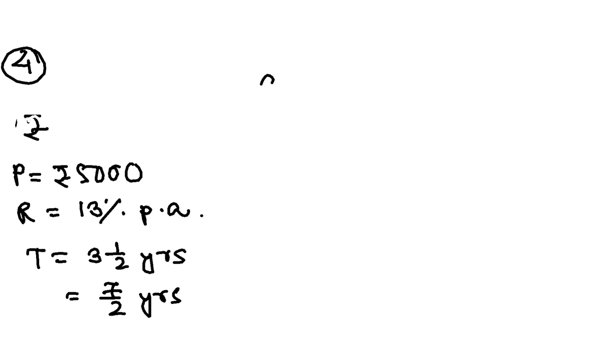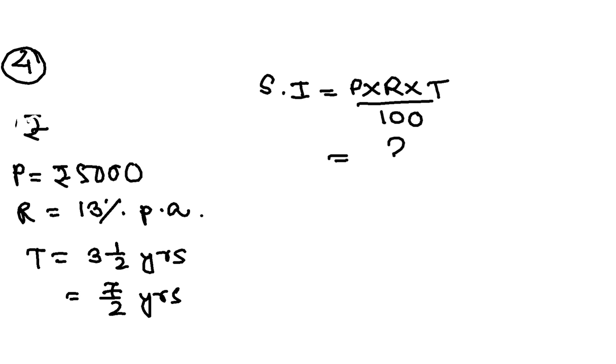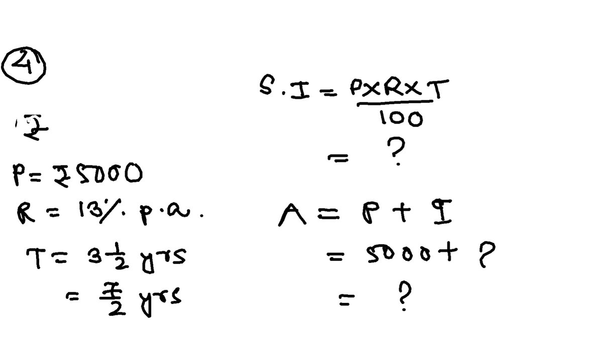First of all, you'll find the SI by using P into R into T by 100. This is very much similar, so I won't do the calculations now. You'll find this value. After that, you will find the amount, principal plus interest. Principal is already given, rupees 5,000. You can find the interest, and finally you can find the amount also. Very much similar to question number 3.